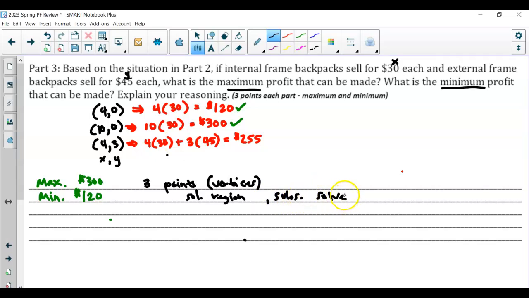So notice how here we're still having to connect my X and my Y value. So again, notice how here it's all about identifying the vertices, identifying the X value and Y value, and then going through and solving. We're identifying, we're plugging in, we're solving to see what is the maximum value, the highest value, and what was the minimum value, the lowest value. So again, make sure that you're identifying all of those pieces when you're explaining your reasoning.